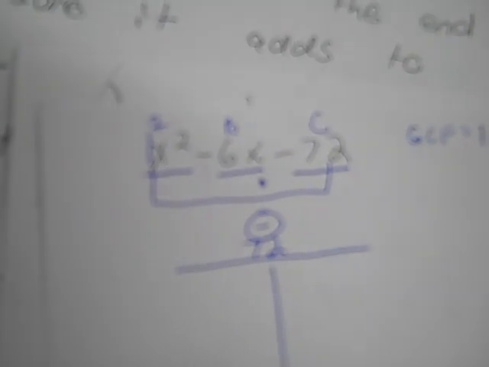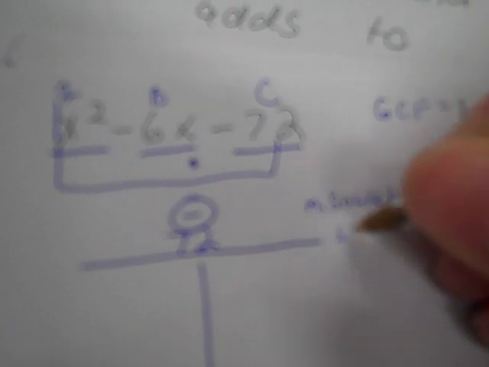Okay, take your A times your C. 1 times negative 72 is negative 72. So if I'm finding factors of a negative, the signs of those factors have to mismatch. Mismatch your signs. So that means a positive and a negative. And the two factors have to add to what the B is, which is negative 6.